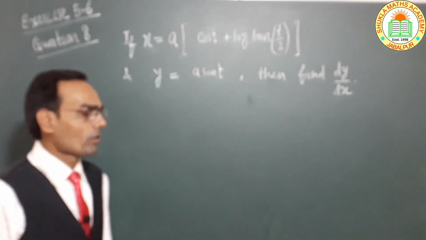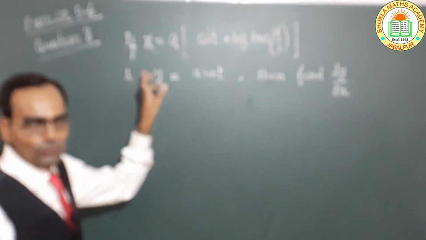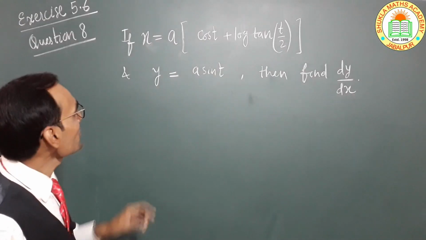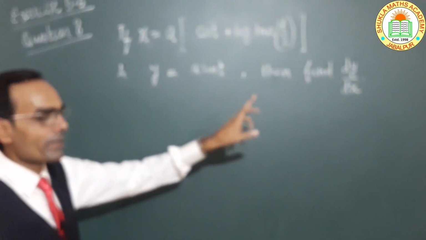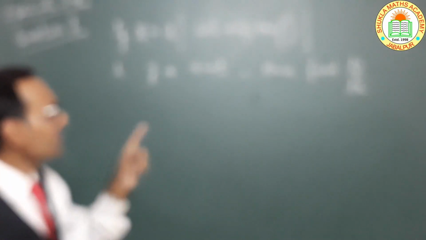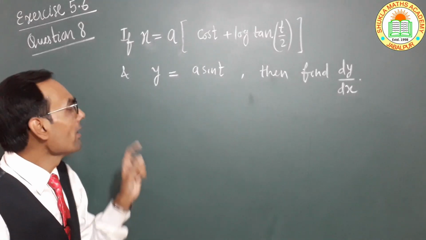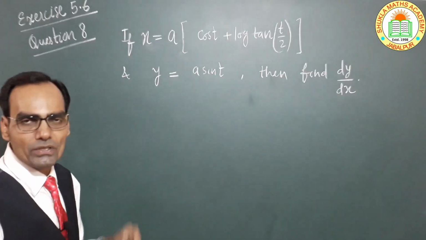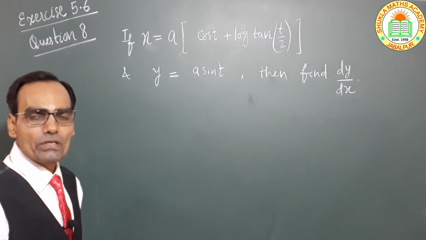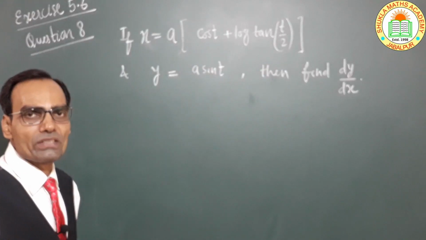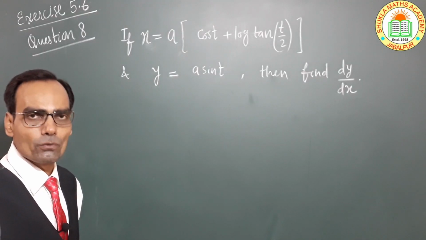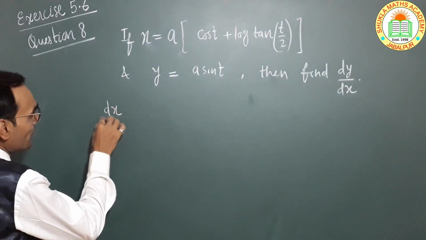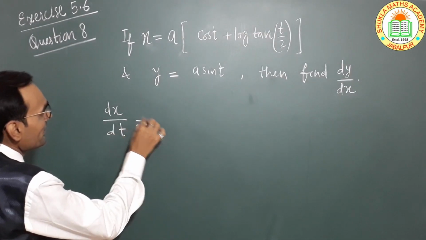Now our next problem is: if x equals a into cos t plus log tan t by 2, and y equals a sin t, then find the value of dy by dx, meaning the derivative. Clearly here x and y are both functions of t, so we must use the formula for differentiation of parametric equations. First we will find the derivative of x with respect to t. So we get dx by dt.